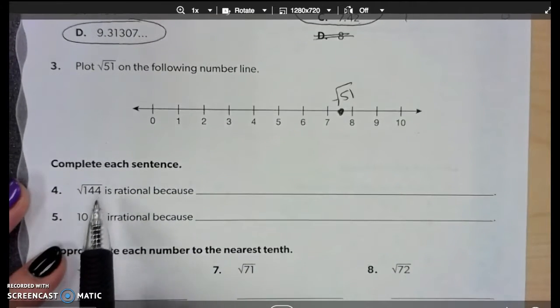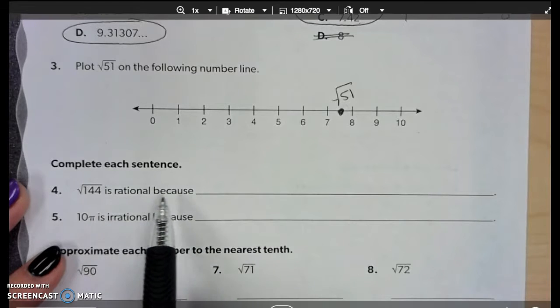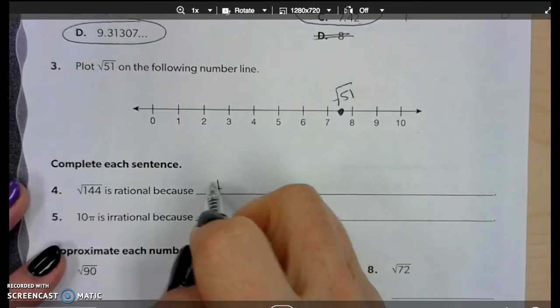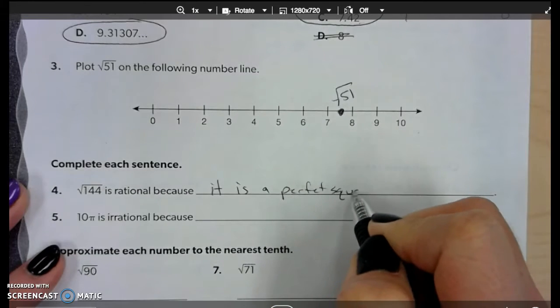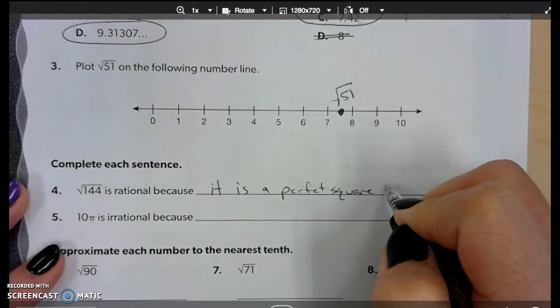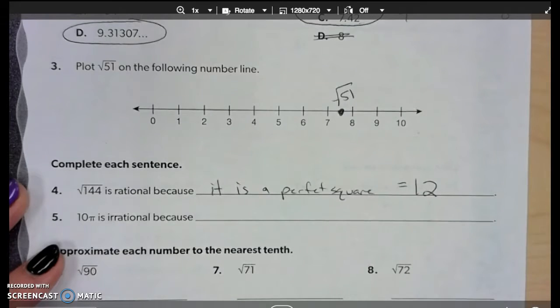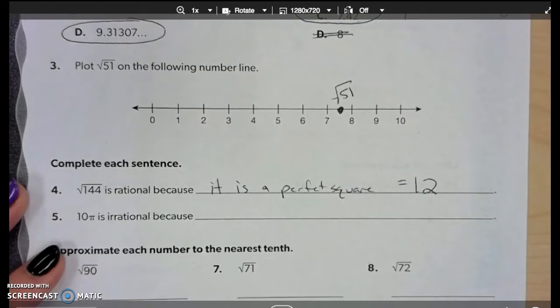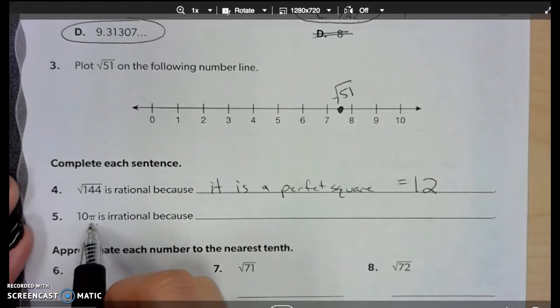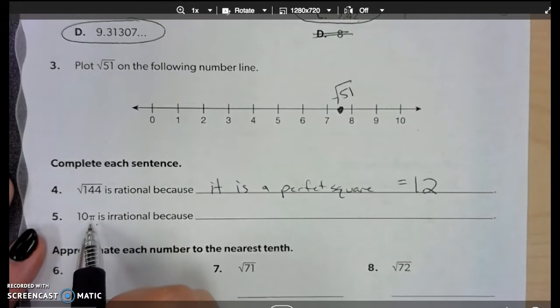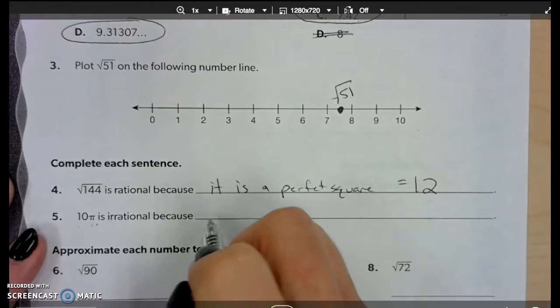Number 4. The square root of 144 is rational because it is a perfect square. It equals 12. Okay, and that is a terminating decimal. It's a whole number. 10 pi is irrational because pi itself, or 3.14 with a bunch of random numbers, is irrational. And if you take an irrational number and you multiply it by 10, it's still going to be irrational.